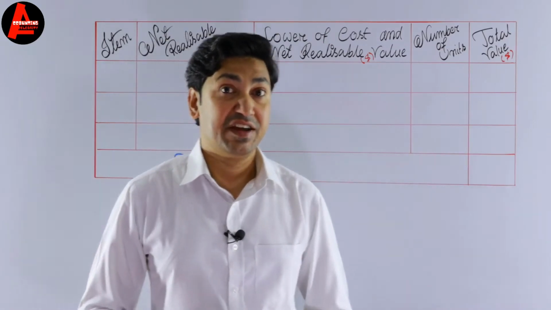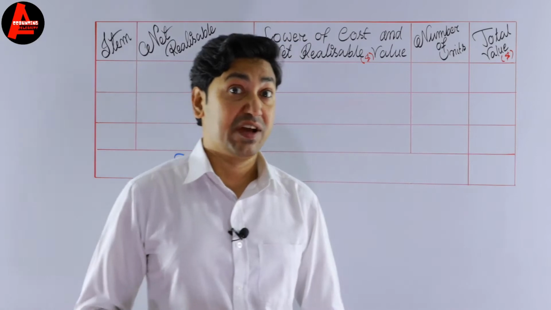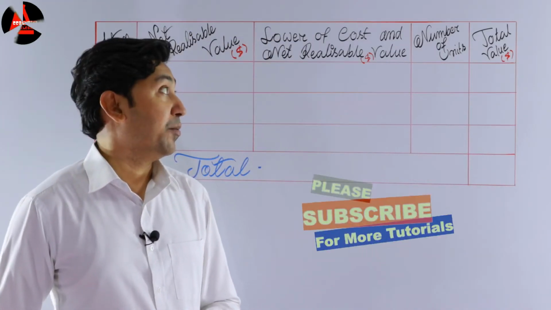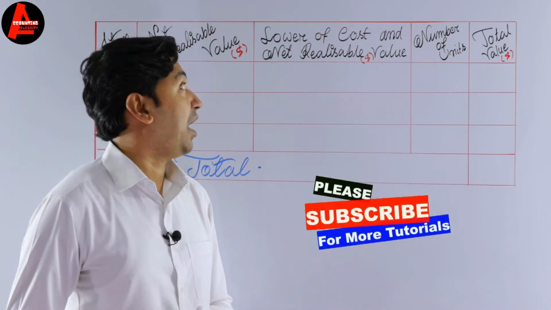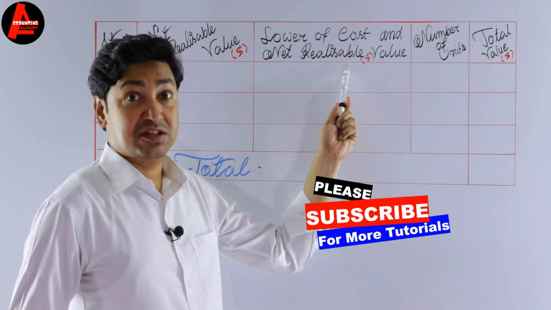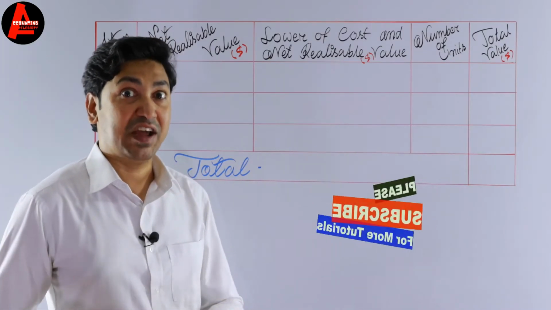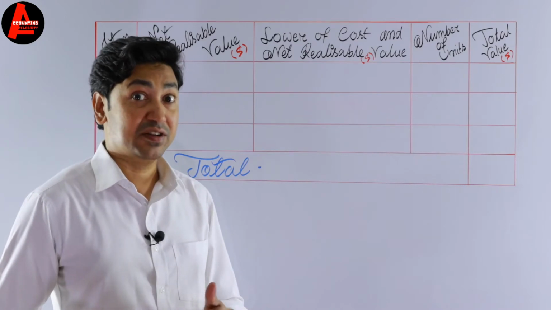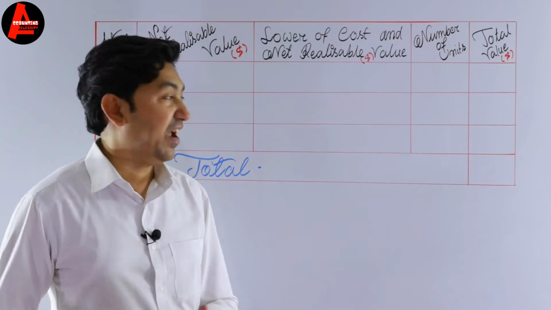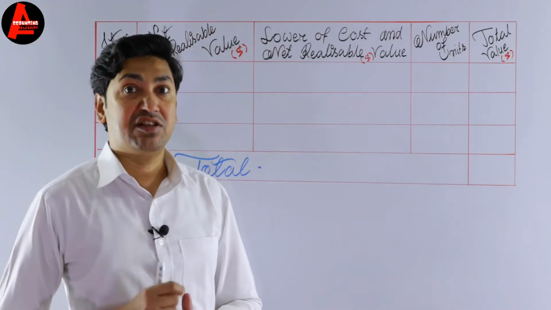Here two values are always given. One is the cost price, another one is the selling price. But to calculate, we always have to take the lower of cost and the net realizable value. So we have to compare which value is the lower. Here we can avoid overstatement of inventory assets and any kinds of incomes. Now let us have a look at the question on the screen.